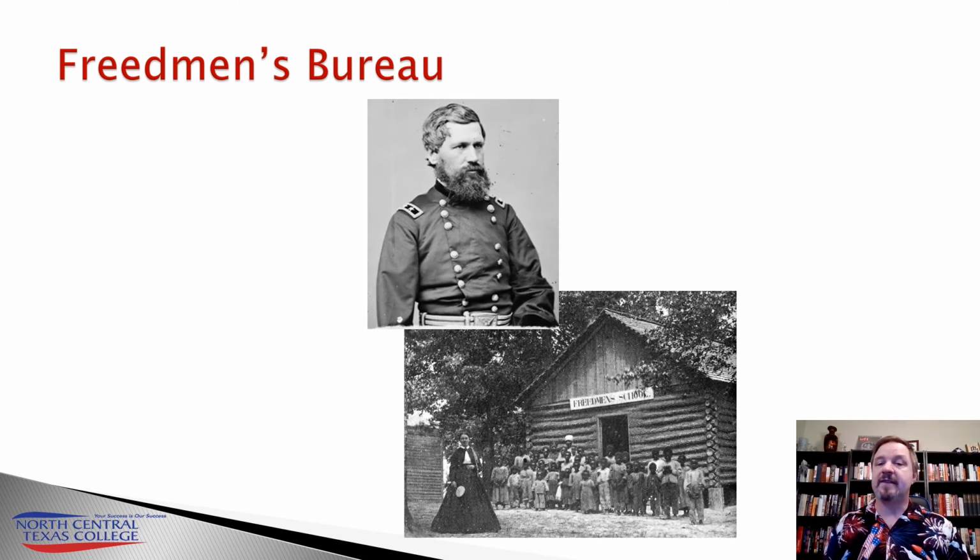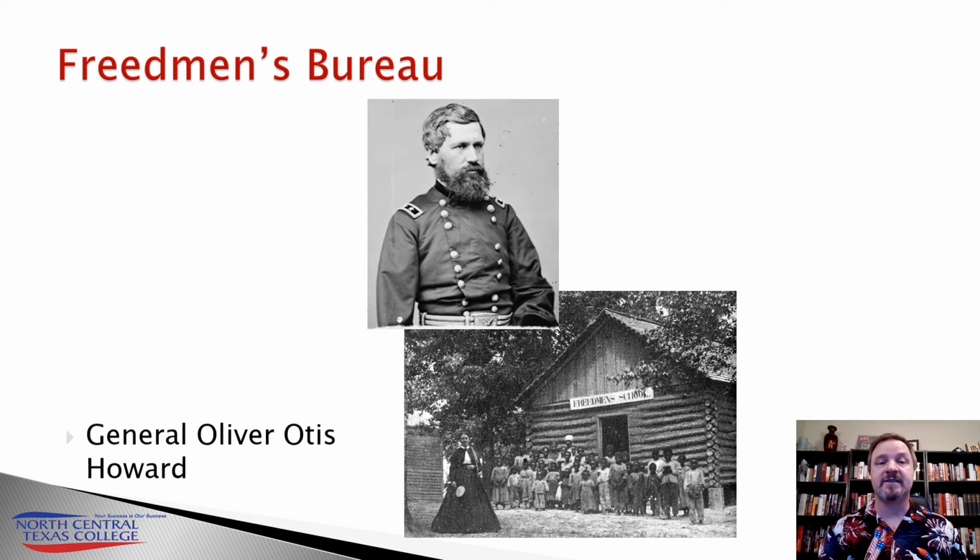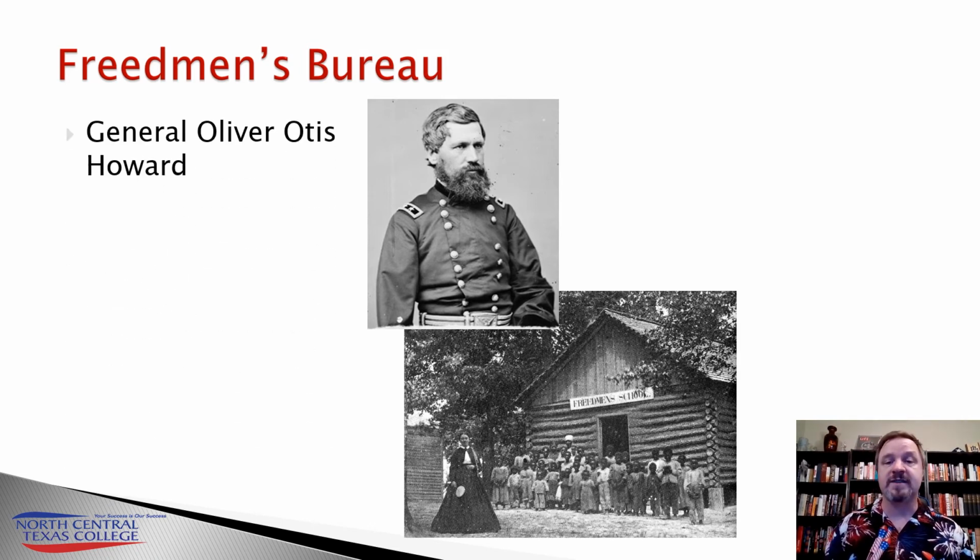Now, as far as the answer to question number 2 for Lincoln and the moderates, what is going to be the role of African Americans in this post-Civil War era? Lincoln pushed through and got created the Freedmen's Bureau. Its full name is actually the Bureau of Refugees, Freedmen, and Abandoned Land. It was established in March of 1865, 1 month before Lincoln's death. It was placed under the United States Army under General Oliver Otis Howard.